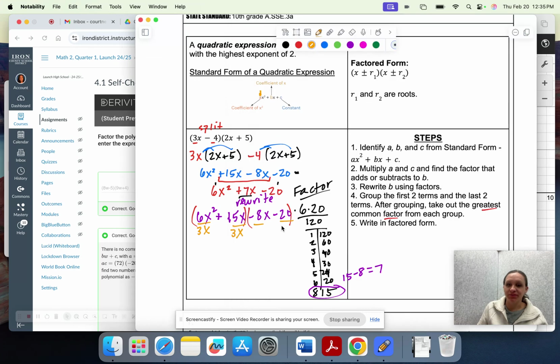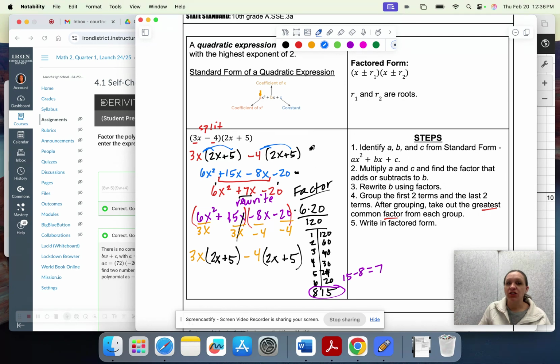which is 4. So I'm going to divide by negative 4 because whenever this leading number is negative, you want to take that out. So 3x minus 4, and then we're going to write the leftover stuff in parentheses next to it. So 6 divided by 3 is 2, and then we have an x left over. 15 divided by 3 is 5, and the x's are gone. Negative 8 divided by negative 4 is 2, and we have an x. Negative 20 divided by negative 4 is positive 5.